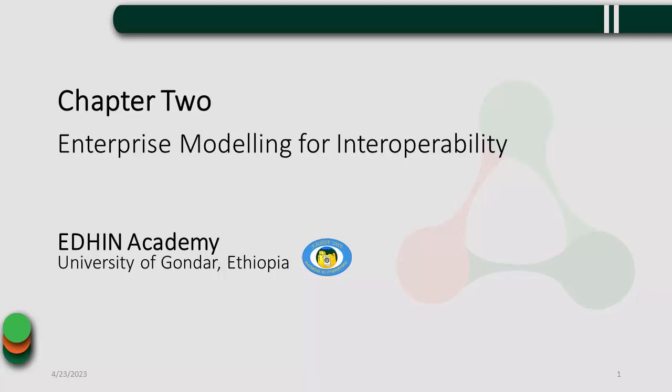Hello, welcome to the second chapter of the Interoperability and Enterprise Architecture 2 course. This is Chapter 2, Enterprise Modeling for Interoperability. This course is provided by the Ethiopian Digital Health Interoperability Academy from the University of Gondar, Ethiopia.